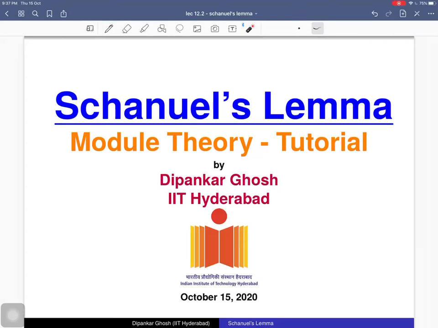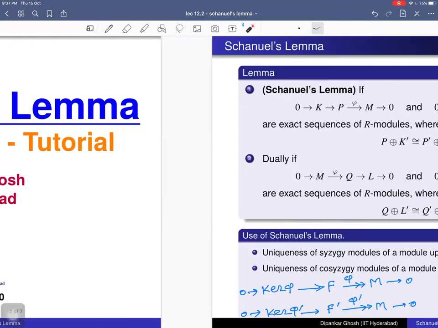Welcome all. So here we discuss Schanuel's lemma. First I will state this lemma, then I will say what is the use of this lemma, and at the end I will give the proof of this lemma. So here is the statement.